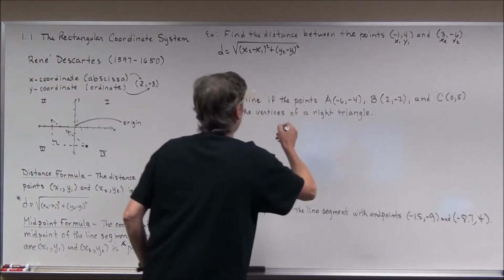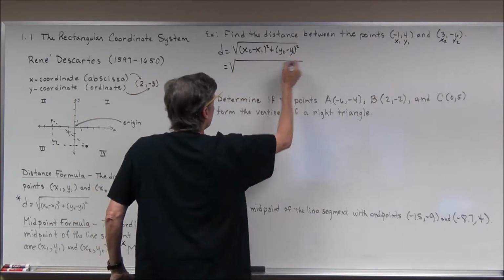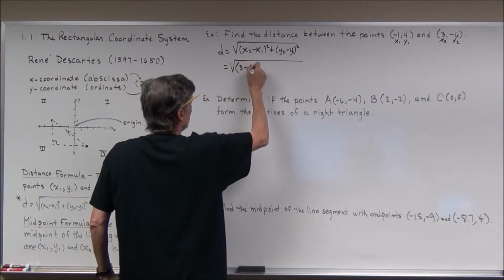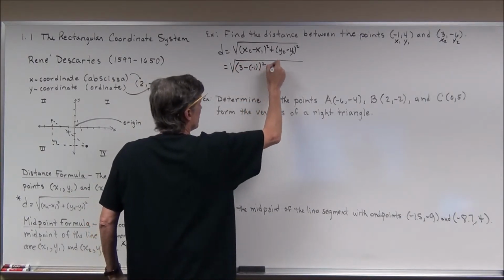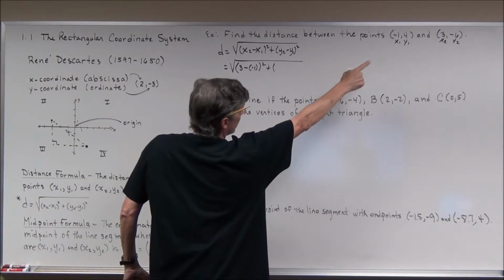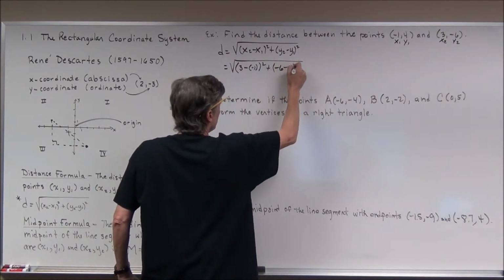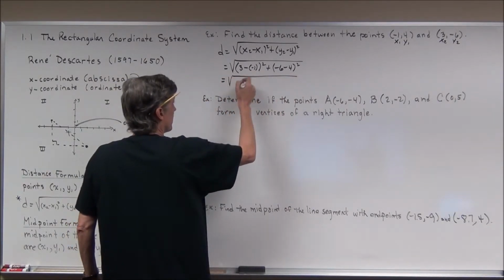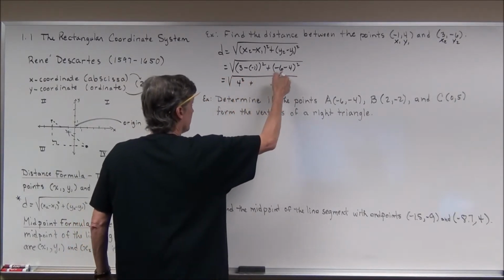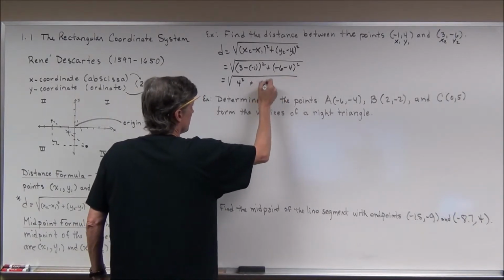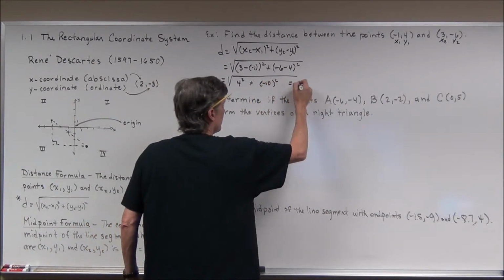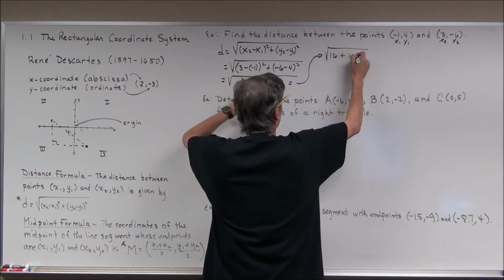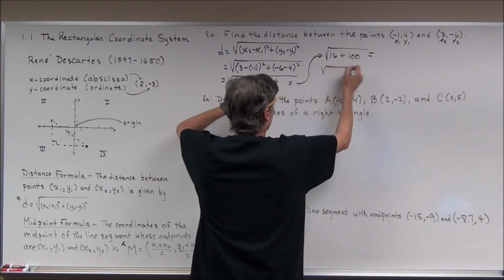I substitute those values in, and I have 3 minus -1, quantity squared, plus -6 minus 4, quantity squared. This is going to be the square root of 3 minus -1, which is 4, squared. -6 minus 4 is -10. That's squared. That's going to give me the square root of 16 plus 100, which is the square root of 116.